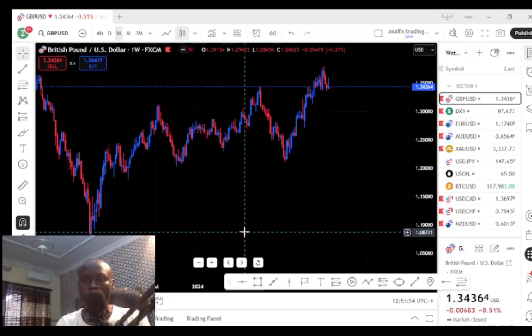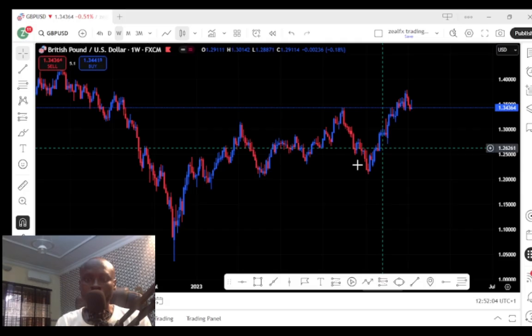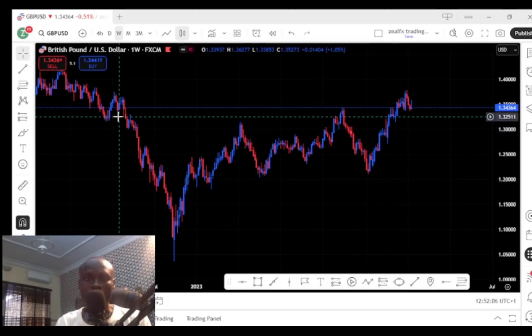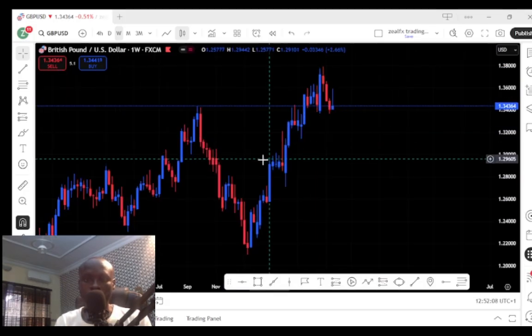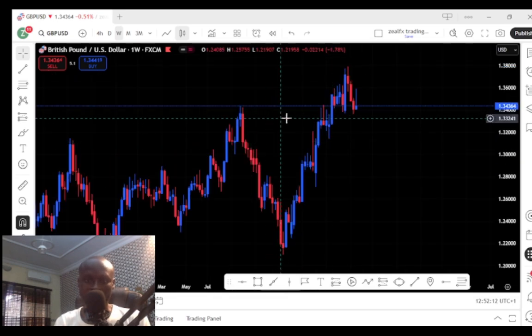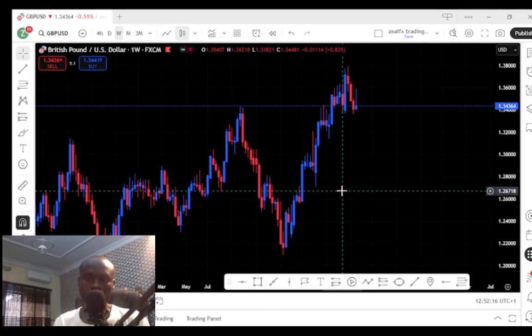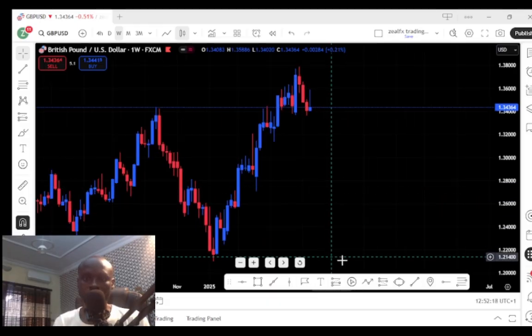This week we'll be looking at the GBPUSD as our first currency pair. So GBPUSD on the weekly chart closed on a resistance level. We have price close on this resistance level, and we also have a support at this area. So what we expect on the GBPUSD this week, we expect price to retest this zone.